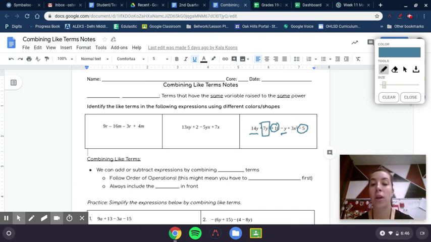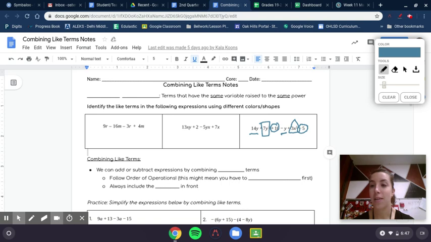So those two can go together. And then the last thing is positive 3x squared, and nothing else has x squared. So that is by itself also. Now you might think that the y squared and the x squared, since they have the same power, are like terms, but they're not. Their variables are different. So remember, the variables have to be the same along with the power.